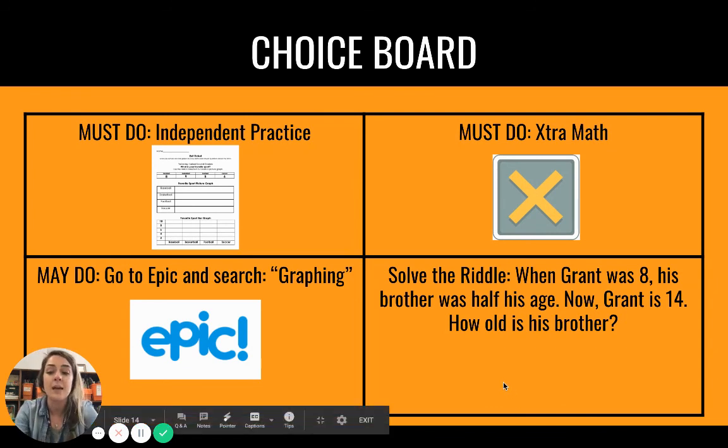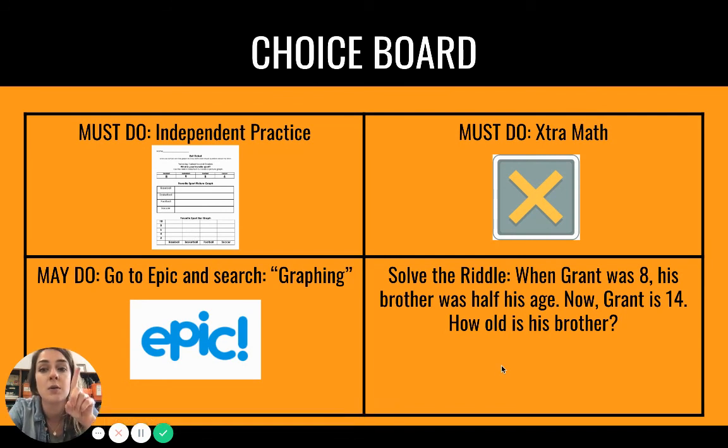Remember, take your time on the graph, and we will talk more about graphing tomorrow. So we've talked about picture graphs and bar graphs. I can't wait to see how yours look.